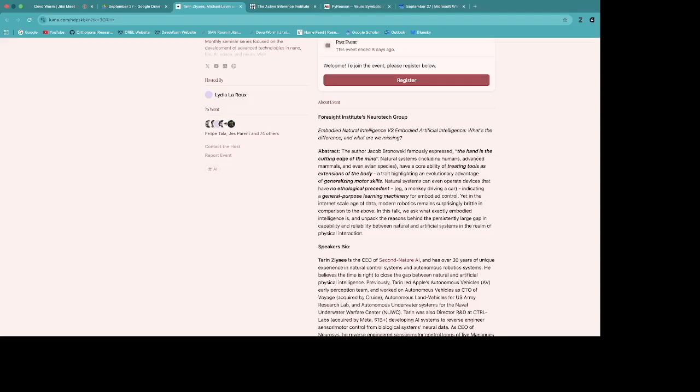Natural systems, including humans, advanced mammals, and even avian species, have a core ability of treating tools as extensions of the body, a trait highlighting an evolutionary advantage of generalizing motor skills. Natural systems can even operate devices that have no ethological precedent. So they give the example of a monkey driving a car, indicating a general purpose learning machinery for embodied control. So these bold terms are things that they are stressing in the discussion. Yet in the internet scale age of data, modern robotics remains surprisingly brittle in comparison to the above.